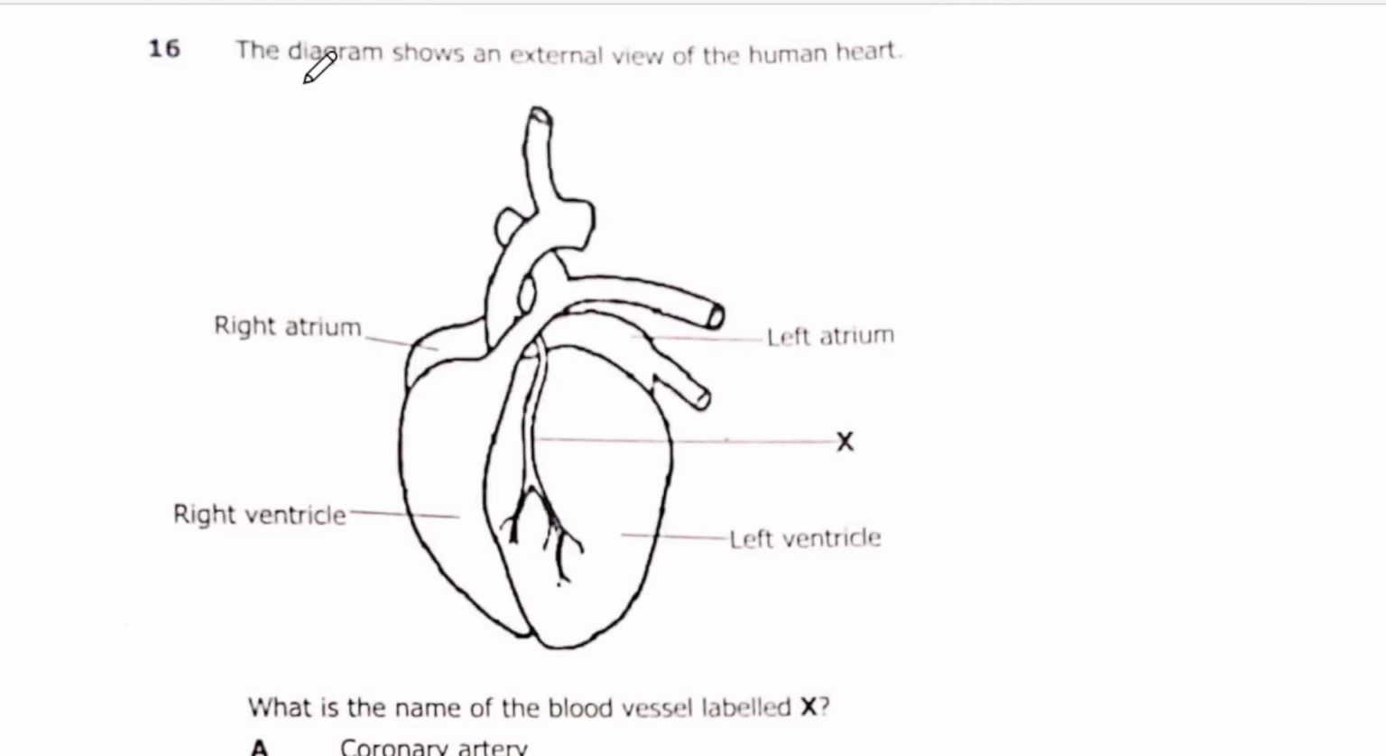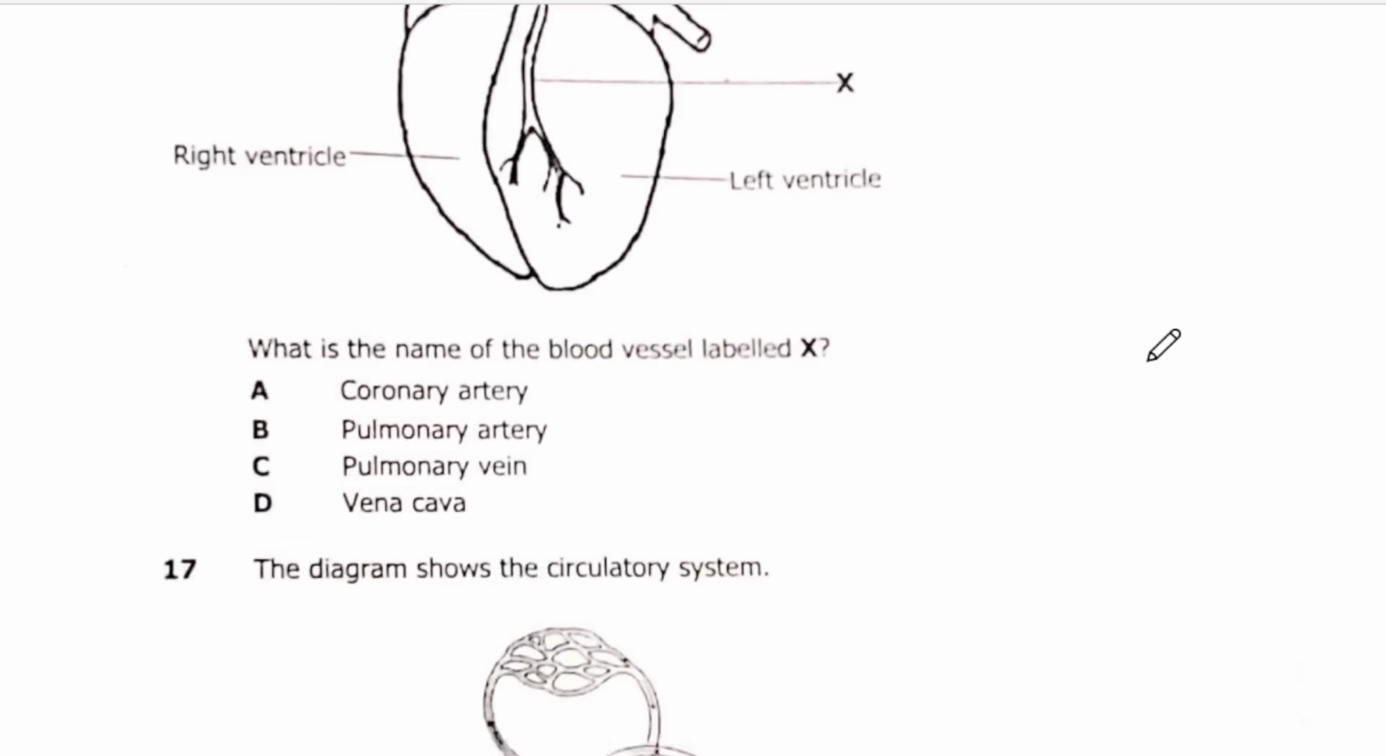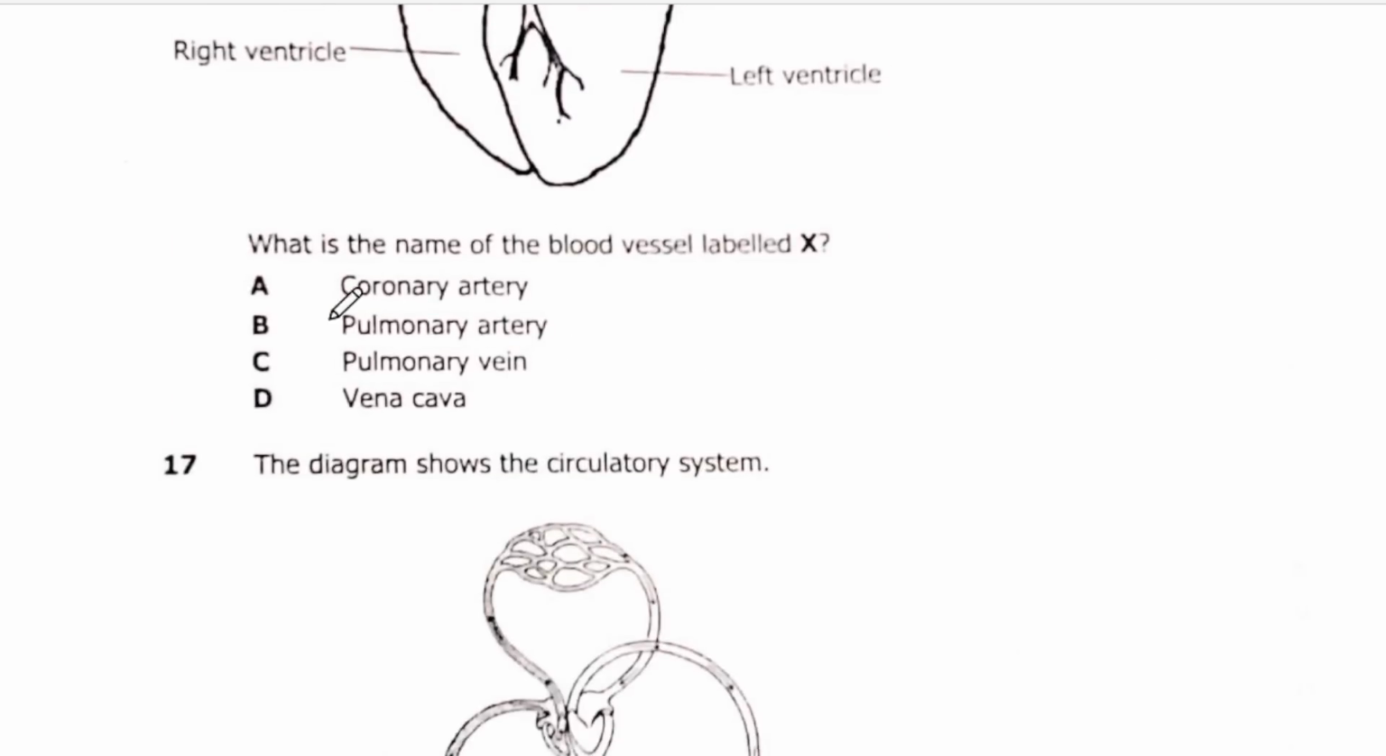16. The diagram shows an external view of the human heart. So we have the heart here, showing the chambers of the heart and the blood vessel labeled X. What is the name of the blood vessel labeled X? The blood vessel labeled X is simply the coronary artery. So the correct answer here is A.